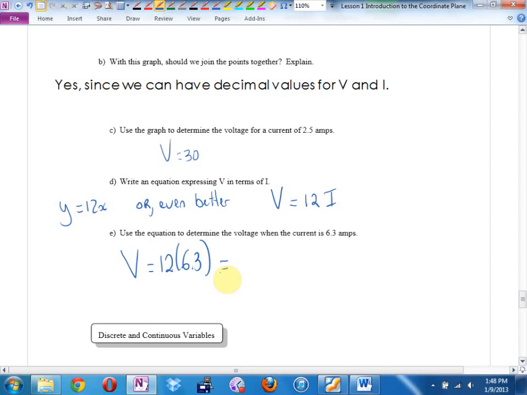I should be able to do this in my head. 12 times 6 is 72. 12 times 0.3 is 3.6. 75.6? Someone double check me. Yep. Yes?